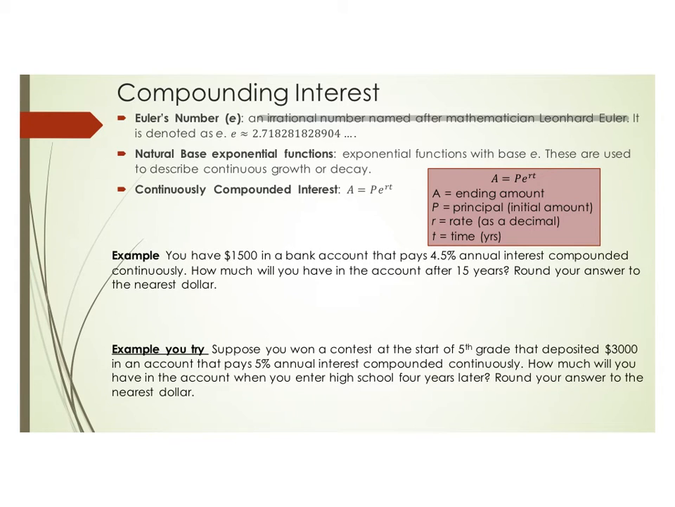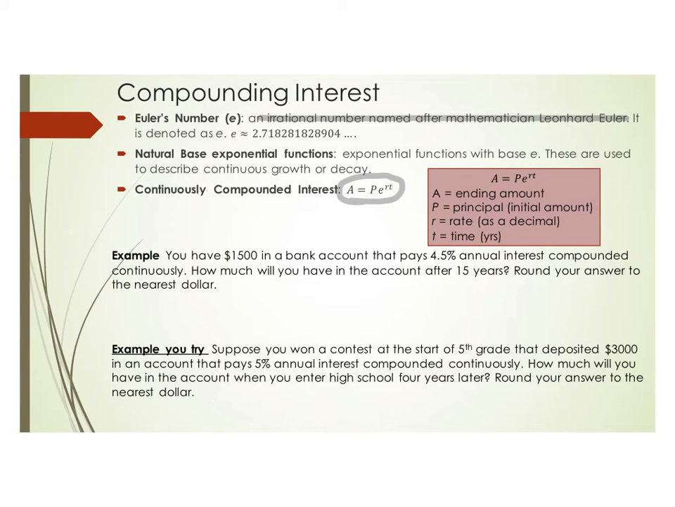Natural base exponential functions are exponential functions with base e. So this would be, for example, like f of x equals e to the x power. They are used to describe continuous growth or decay. So for interest compounded continuously, we use this formula, A equals P times e to the rt power. You'll hear other people refer to it as PERT, where A is still the ending amount, P is the principal or the starting amount, r is your rate as a decimal, and t is time in years.